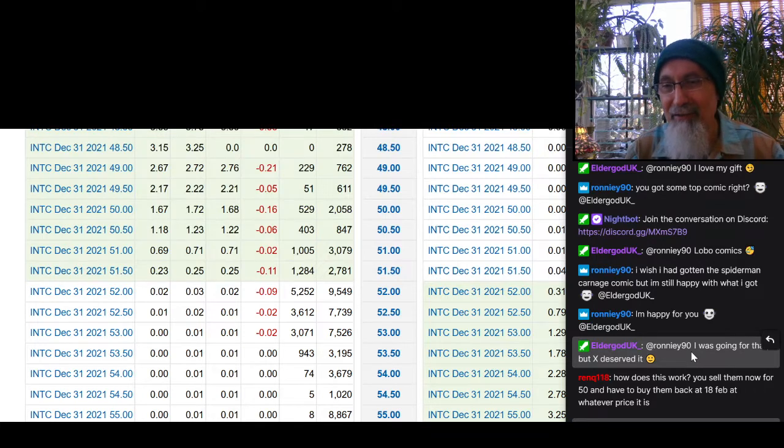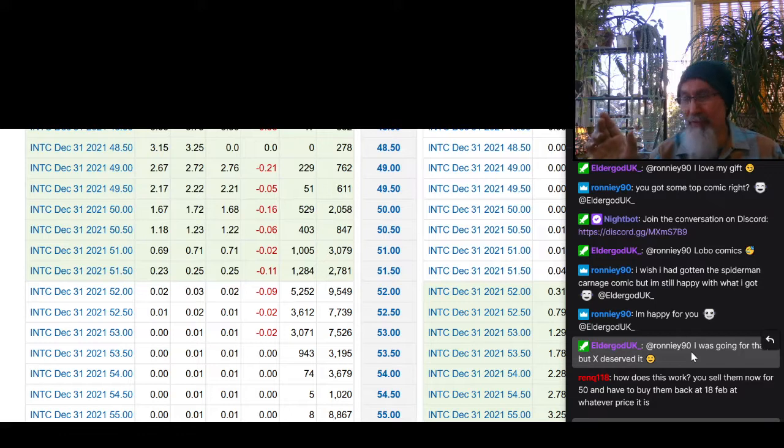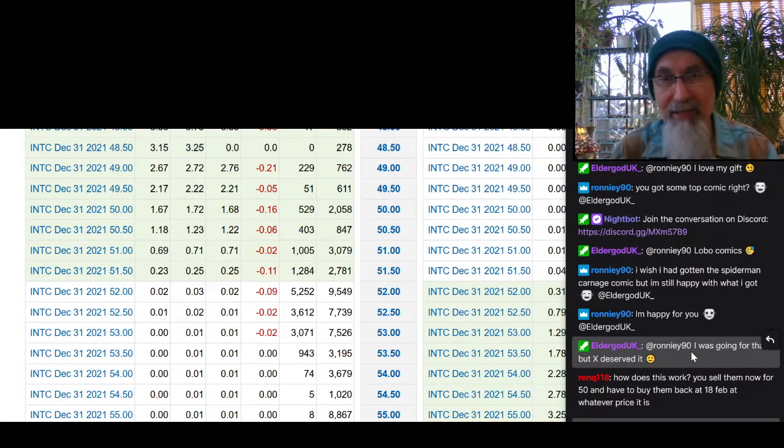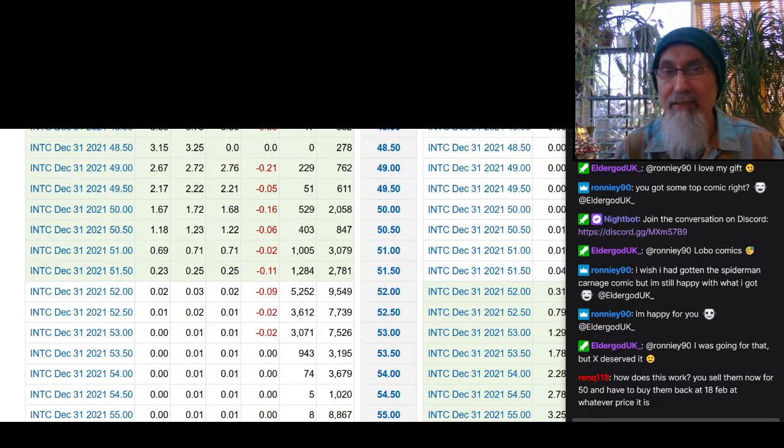How does this work? You sell them now for 50 and you have to buy them back at 48? No, that's shorting, Ronnie. This is options. With options you're paying a premium over the time frame to control a certain amount of shares. You're not buying or selling the stock. You're buying the right to be able to sell a stock at a certain price, or the right to buy it. So what you risk is just the premium. You're not risking any more than what you're putting in. If you're naked short selling, you're risking huge, right? So that's the difference.